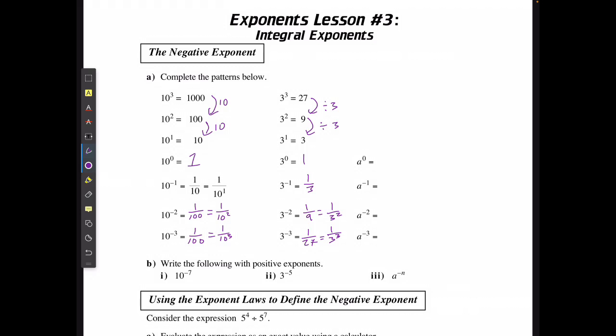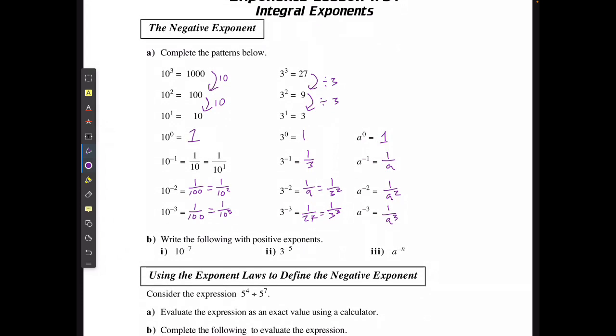So if I'm following the same process, regardless of what number or variable it is, if it's to the power of 0, it's 1. If it's to the power of negative 1, it's 1 over that number. To the power of negative 2 is 1 over that number squared. And to the power of negative 3 is 1 over that number to the power of 3.